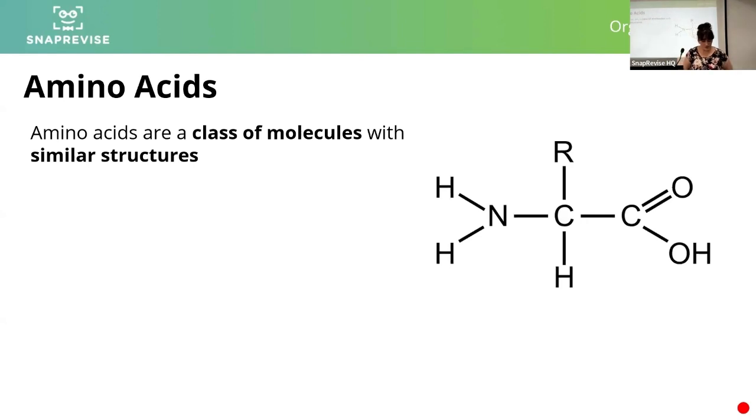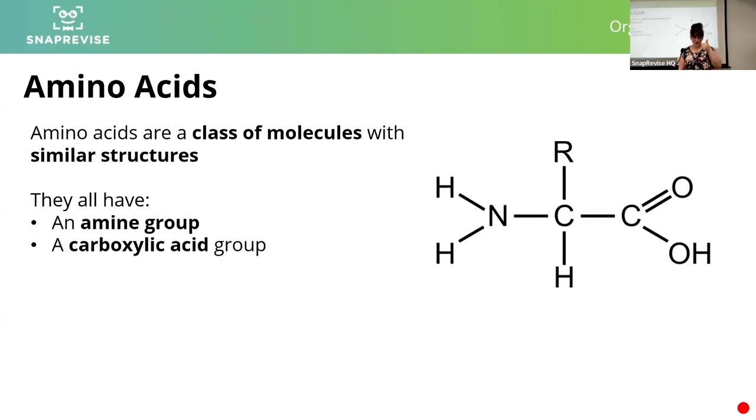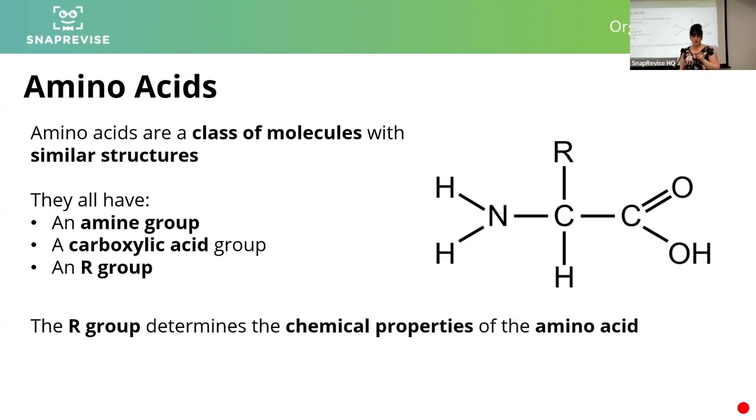So amino acids are a class of molecules with similar structures. They've all got an amine group, a carboxylic acid group, and then an R group. The R group might just be a hydrogen, but it's the R group that determines the chemical properties of the amino acid. The amine group and the carboxylic acid group can obviously react, but they are present on every amino acid. So the differences between the amino acids come from what's on the R group.